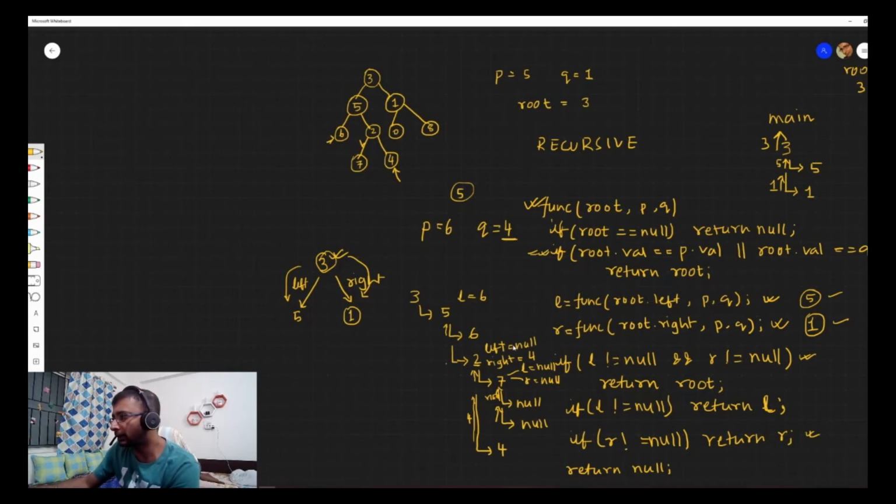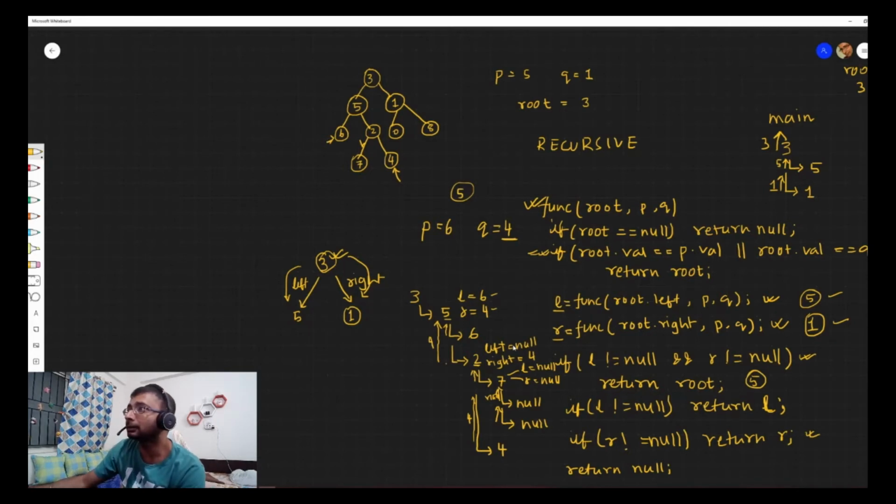So 2 receives a 4 on its right. So what it does, it sends back to its caller a 4. So the right of 5 receives a 4. So you can see over here what happens is now the 5 who has invoked this function has got both left and right. None of them is null. So it will return 5.